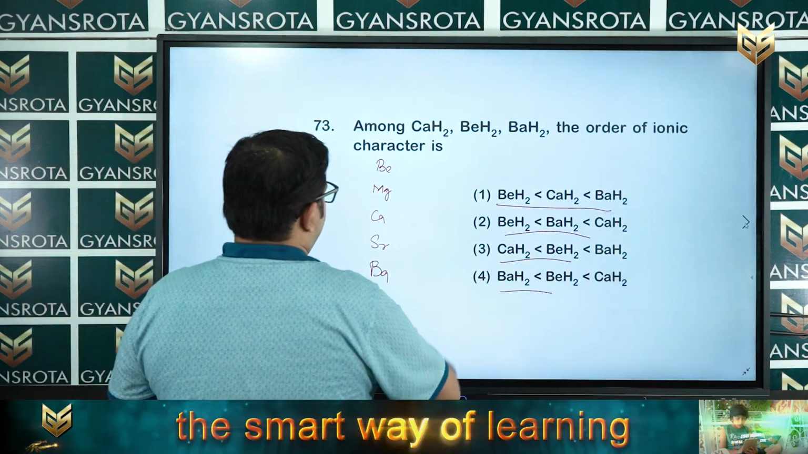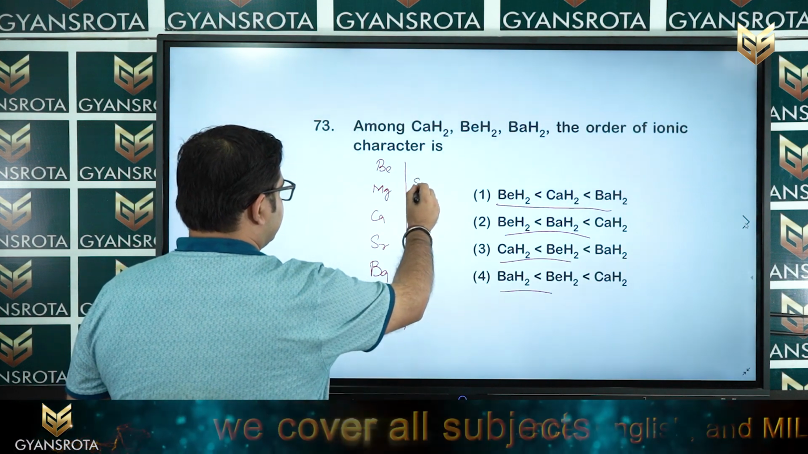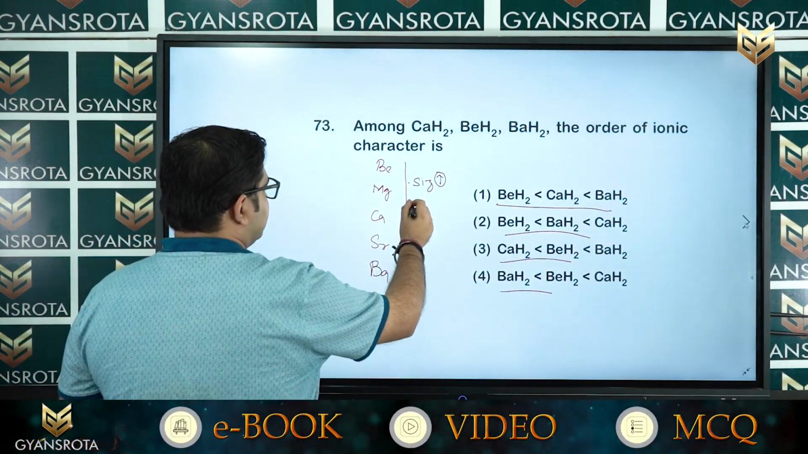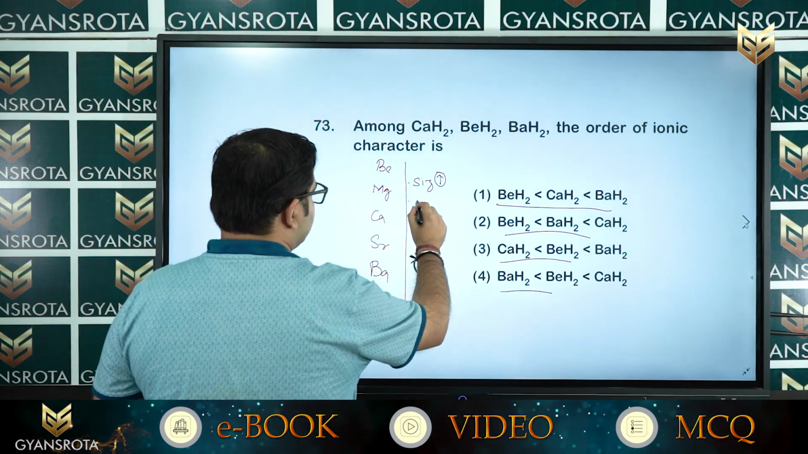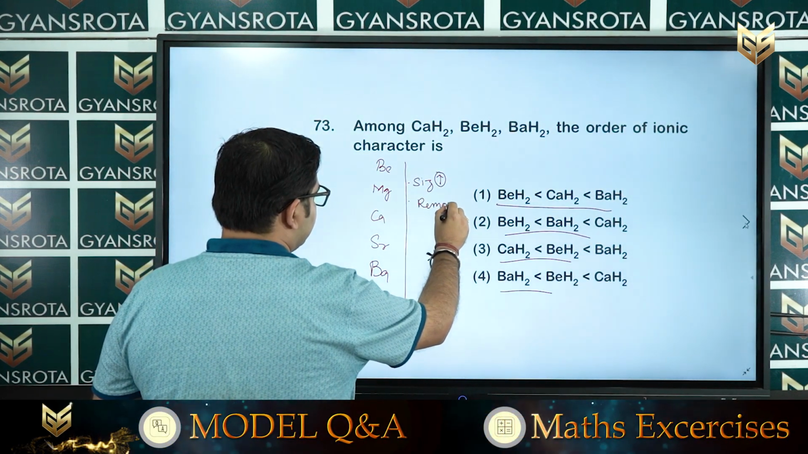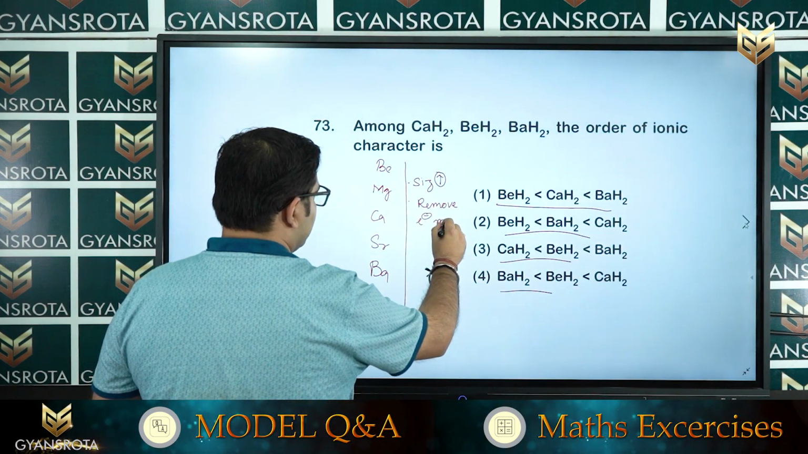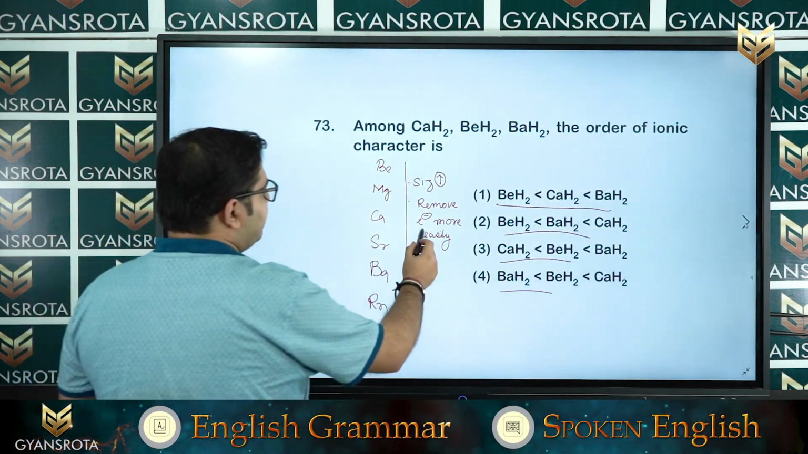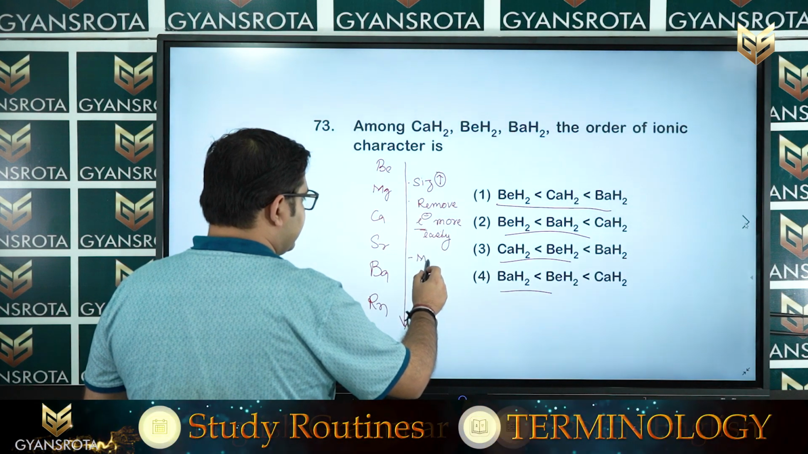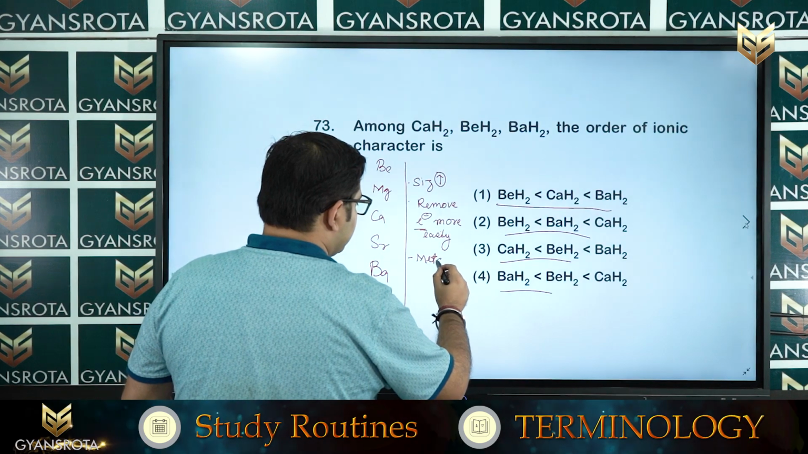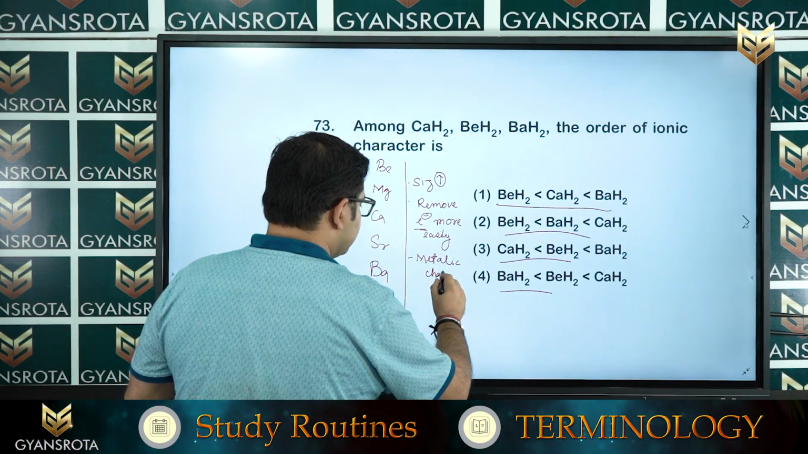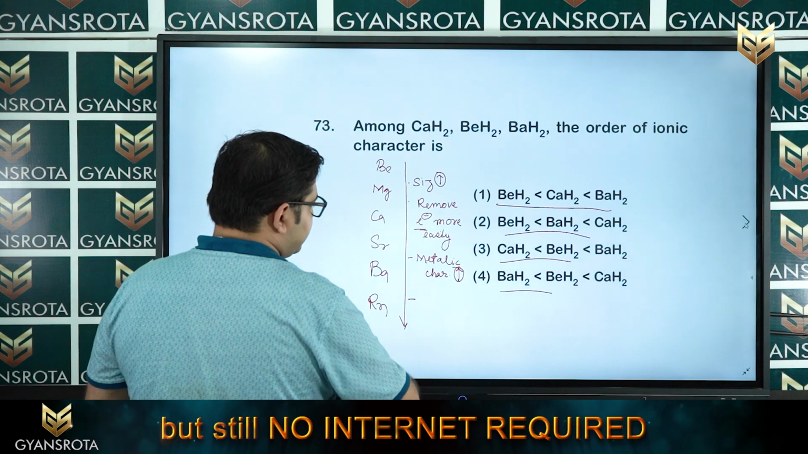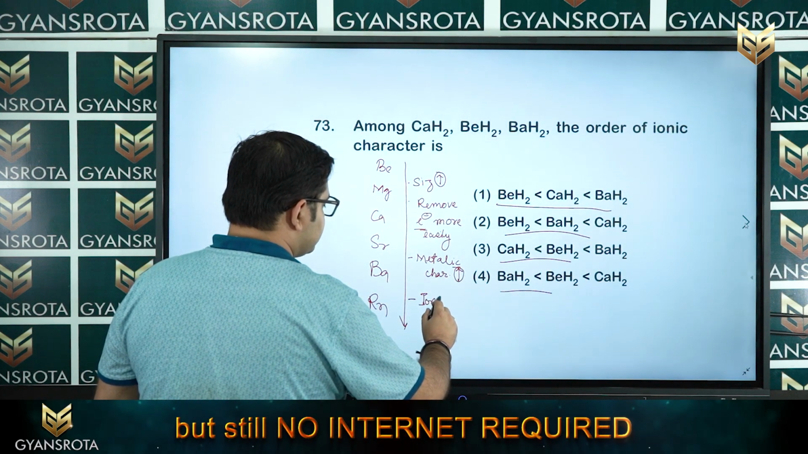Now, if you see down the group, what will happen? The size increases. When size increases, the valence electron can be removed more easily. If electron removal is easier, what will happen? The metallic character increases, because metals are nothing but those that can lose electrons. So the metallic character also increases, and my friends, if metallic character increases, the ionic character also increases.